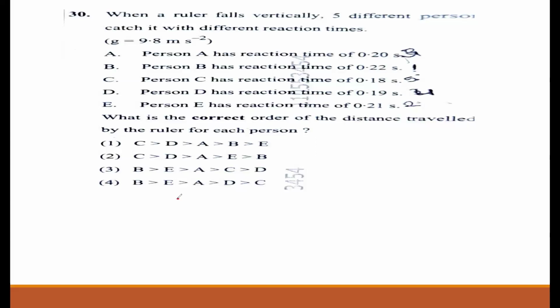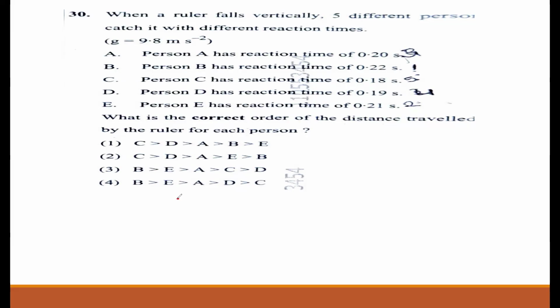Now coming to the question here, it's like when a ruler falls vertically. A ruler is there, 5 persons are allowing it to fall freely, and we are observing their reaction time. Every person will have a different reaction time. That is the time to see, observe, and react to that scenario or situation. That is called reaction time.